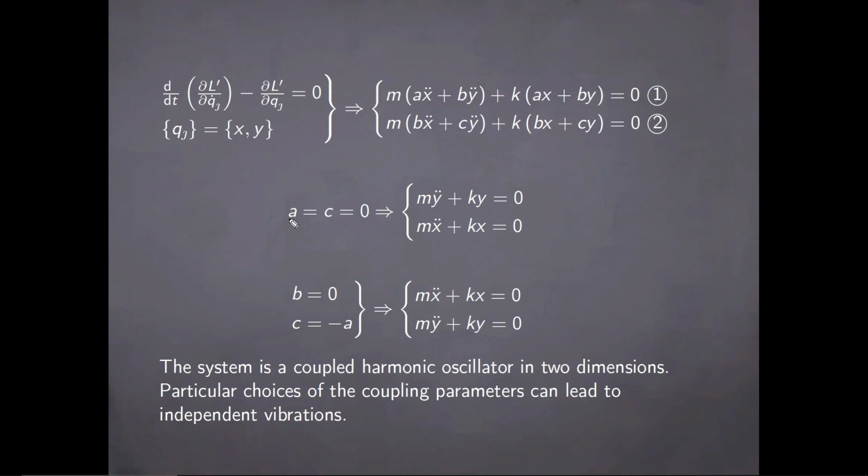And you can see that if we take this set of values for A and C, then the equations become decoupled and we obtain two simple harmonic oscillators that are independent of each other. And the same works out if we take this set of values for our parameters. We once again obtain two independent oscillations. So, as mentioned, the system is a coupled harmonic oscillator in two dimensions. Particular choices of the coupling parameters can lead to independent vibrations.